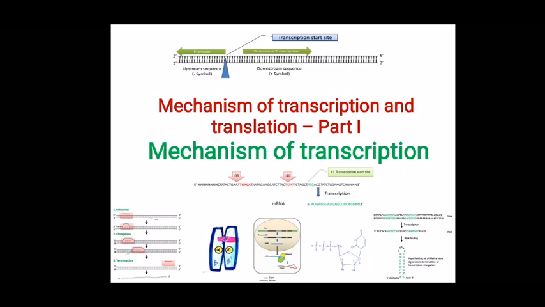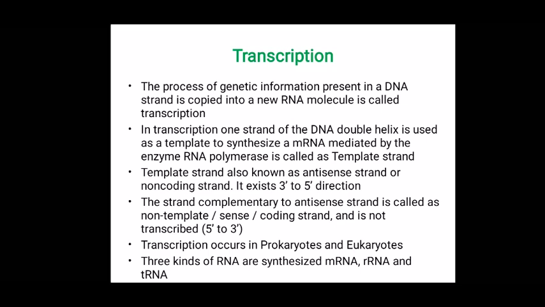Welcome to all. In this video we will see the mechanism of transcription. The process in which genetic information present in a DNA strand is copied into a new RNA molecule is called transcription. In transcription, one strand of the DNA double helix is used as a template to synthesize mRNA, mediated by the enzyme called RNA polymerase, and this strand is called the template strand.